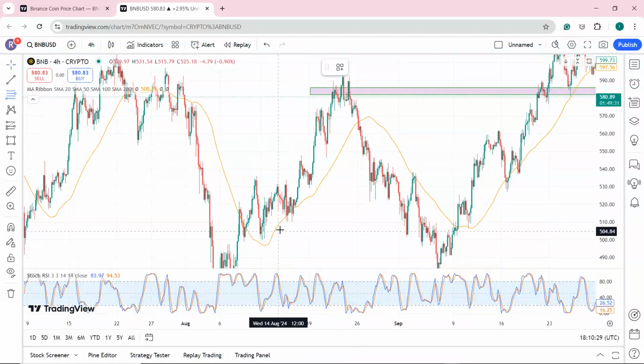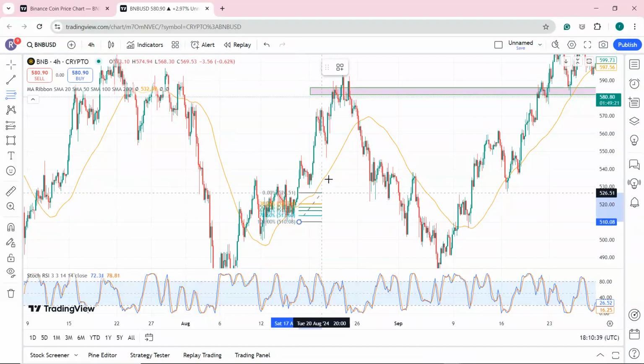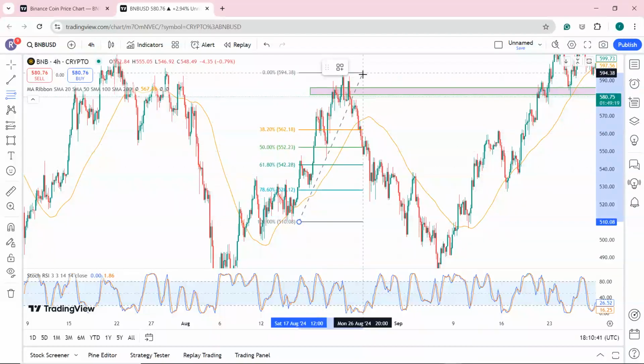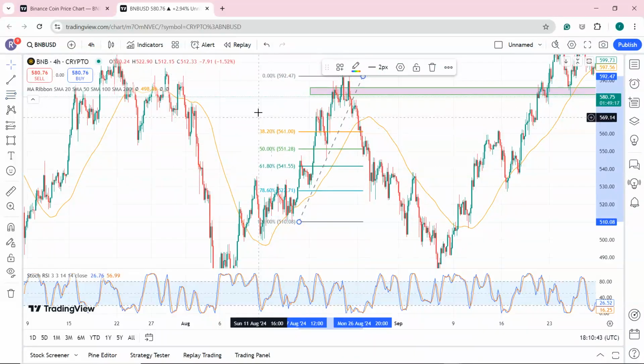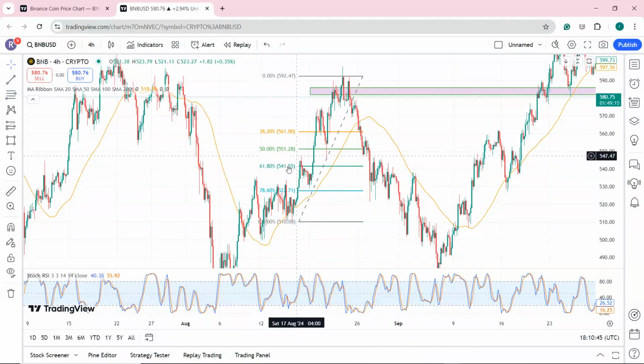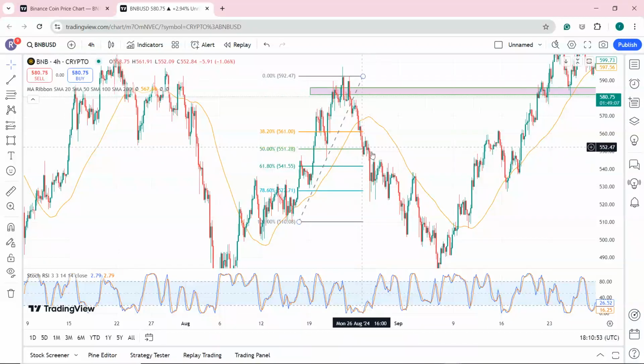Come to the lowest point. This is the closest lowest point. Not just the lowest point, the closest lowest point. So I'm going to use this point from the bottom to the top. All right, so I want to take this trade right now. Take a look at this level. This is the 50% level. We can take a look at this.